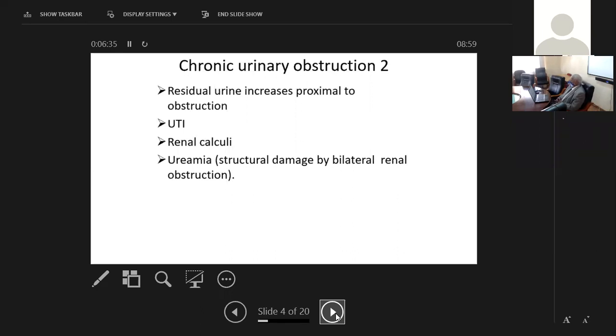Urinary tract infection, especially in males, shouldn't be so often because the urethra is long enough. So urinary tract infection in an elderly man should make you suspect prostate enlargement. And if the kidneys are not emptying normally, stones can form in the kidney or in the bladder because there's obstruction by the prostate. So renal calculi. Uremia, if there is structural damage, especially by bilateral renal obstruction, like in the prostate, because both kidneys will be obstructed and will get destroyed if the patient does not present for medical help. Uremia is one thing which can develop and can be present at the time of presenting to the hospital.